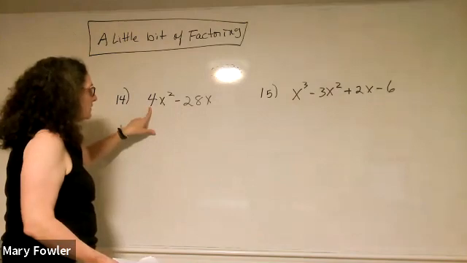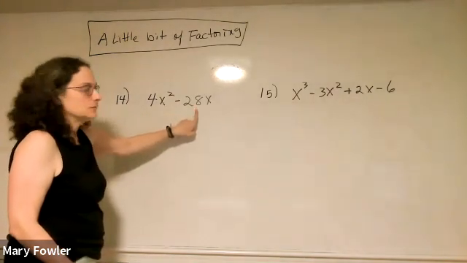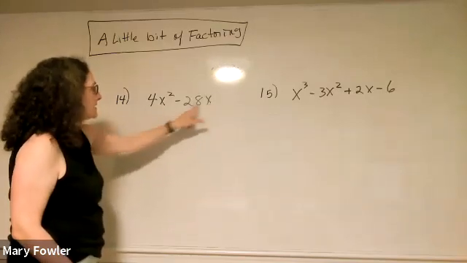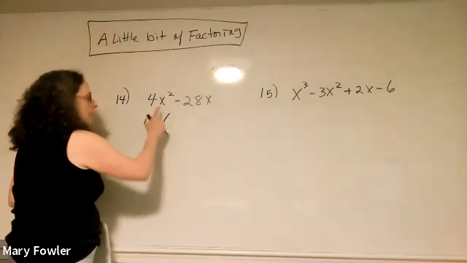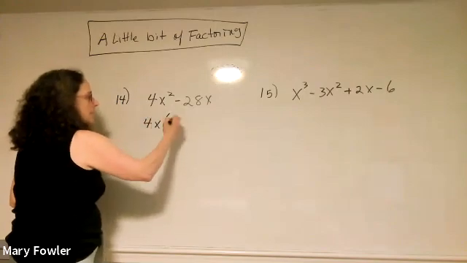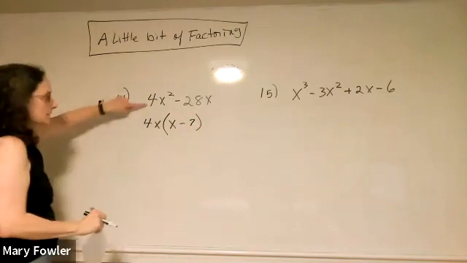So I noticed that there's a 4 here and a 28, and 28 is 4 times 7. So we can take a 4 out, and there's an x and an x squared. So the greatest common factor is 4x, and it leaves x and 7. Okay, and how did I know that?